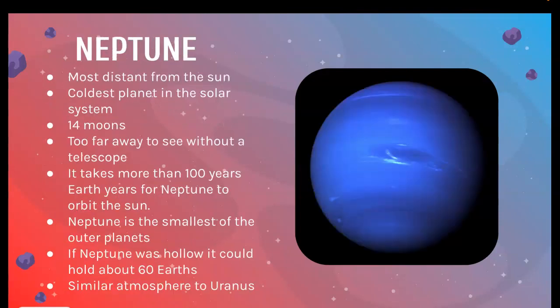Neptune is the most distant from the sun. It's the coldest planet in the solar system, which makes sense if it's the furthest from the sun. It has 14 moons, too far away to see without a telescope, and it takes more than 100 Earth years for Neptune to orbit the sun. So it takes 100 times longer for Neptune to get around the sun than Earth. Neptune is the smallest of the outer planets. However, if Neptune was hollow, it could hold about 60 Earths. So it's still pretty big.